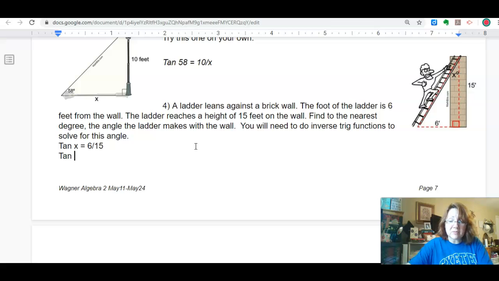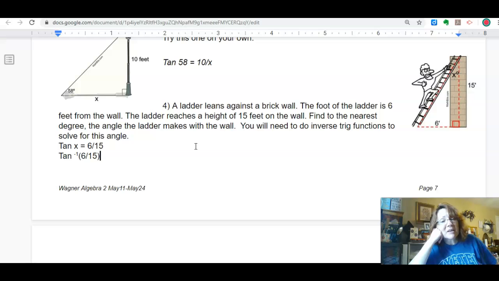I'm going to do, just give me a second, tangent to the -1 of 6 over 15.